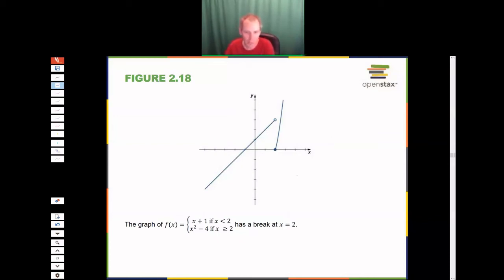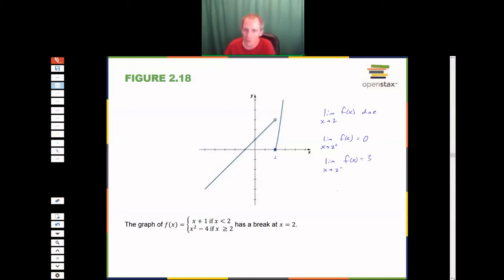If I look at what happens at 2, as I approach from the right, my y values approach 0. But as I approach 2 from the left, my y values are approaching 3. So I don't have a limit. In this case, the limit as x approaches 2 of f of x does not exist. But if I look at one-sided limits, the limit as x approaches 2 from the right of f of x would be 0, and the limit as x approaches 2 from the left of f of x, I'll get a y value of 3.